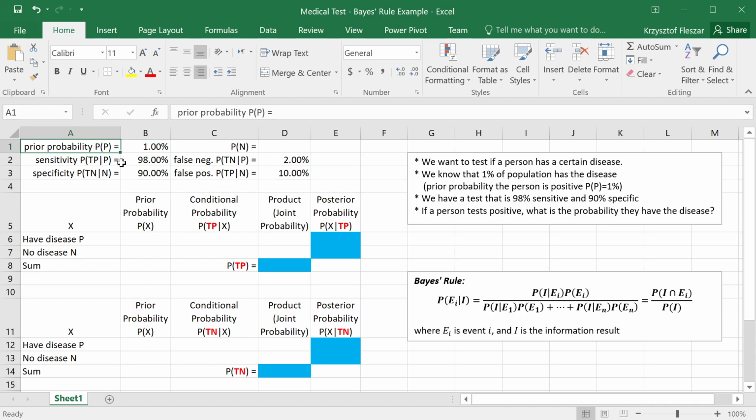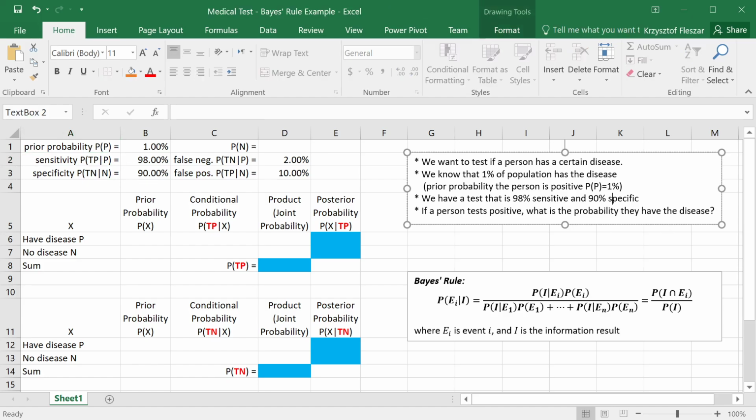Now, the thing to recognize here is that what we have is conditional probabilities that say the probability of a test result given the actual status of the person, positive or negative. So we know that if a person has a disease, what's the probability they will test positive or negative? Or if the person doesn't have a disease, what's the probability that they will test positive or negative? But the interesting thing is the opposite conditional probability.